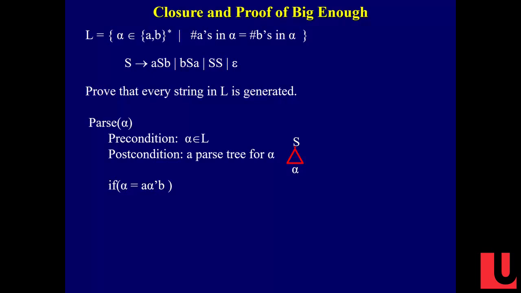Alpha prime is a different string than alpha. So we recursively get a parse tree for the alpha prime, and then our parsing is going to be S goes to A, S, B, and then the parsing for alpha prime. People following this?